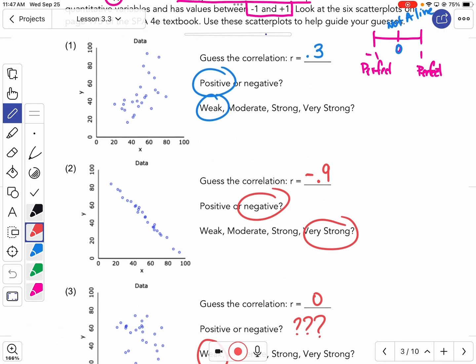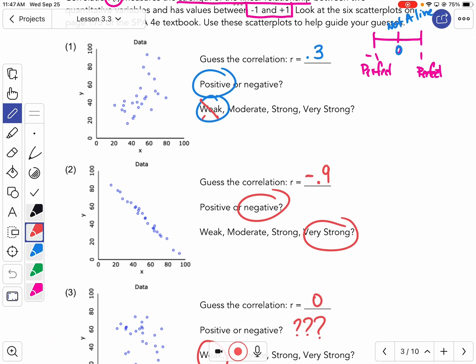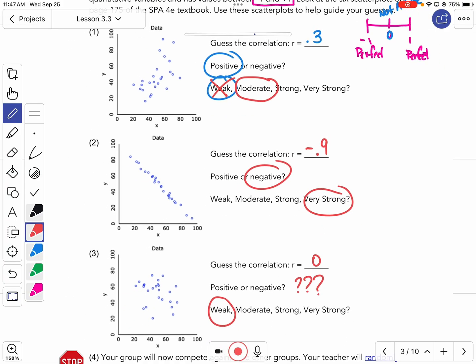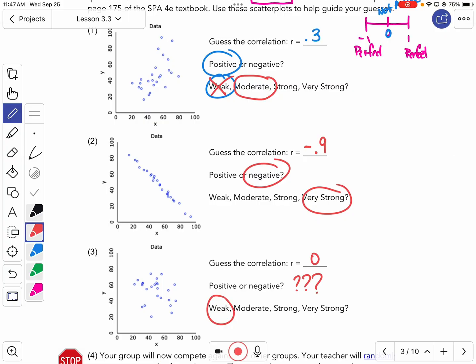So that might make me think maybe this one is more moderate than weak, because that last one is definitely weak, right? If we look at the comparison. And so I might change this number to 0.5 because it's a little better than the bottom one. Okay, so just guessing. I did run a report on these, and I will tell you their actual correlation coefficients. So you ready? Here's the actual data.